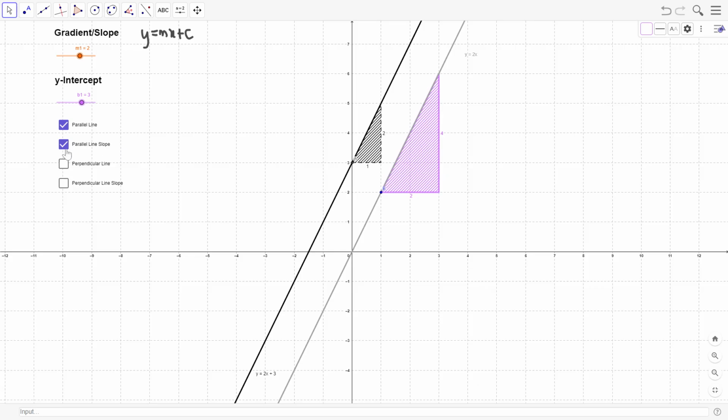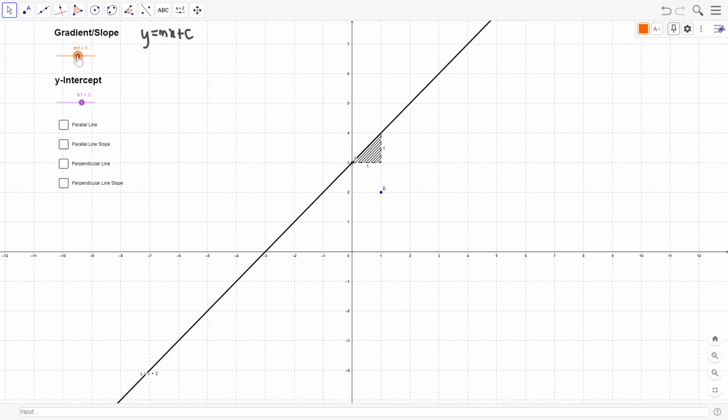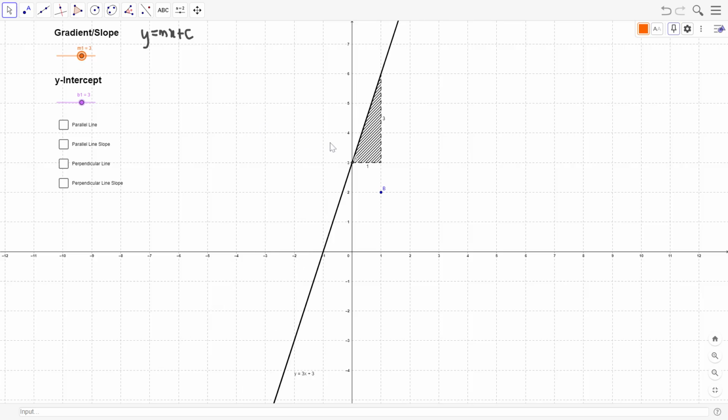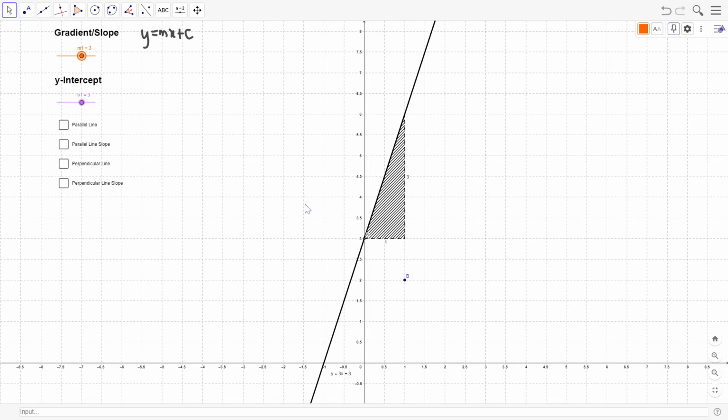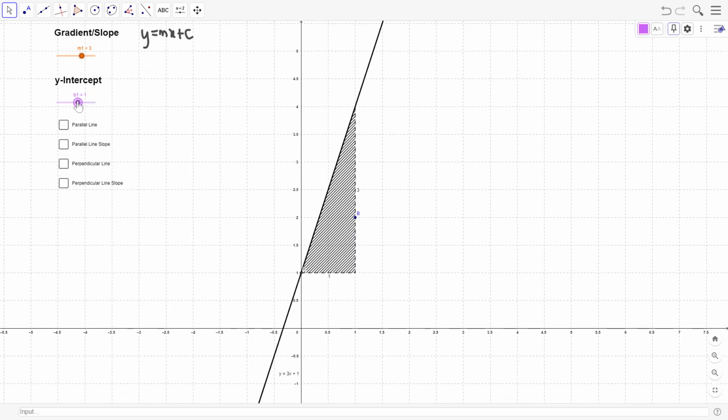Let's look at the perpendicular one. This is one that takes a little bit longer to get used to, I find, for students. I am going to change that line up a little bit. Let's make the gradient 3. Let's see how that works. So there is our straight line with a y-intercept of, let's make the y-intercept 1, and our gradient is 3.